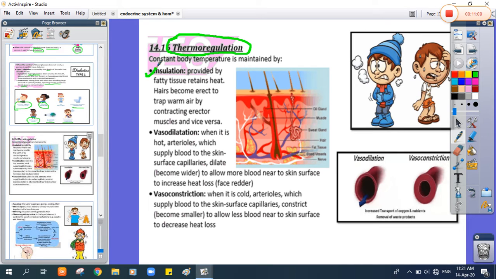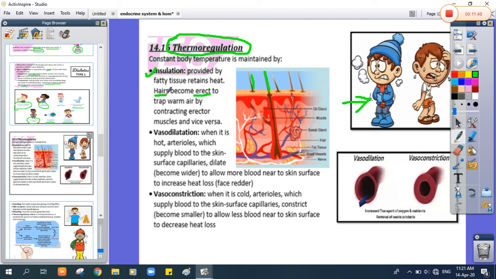Okay, and also something else happens. What is this? When you feel cold, or when you are in cold weather, you feel shivering. What is shivering? Like this guy here, he is shivering from the cold. How? His hair becomes erect. What is this word erect? It means become straight like this.